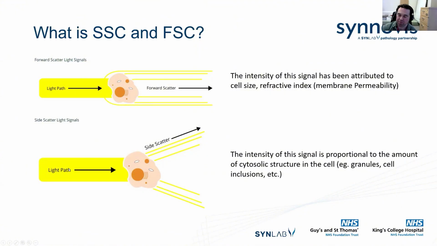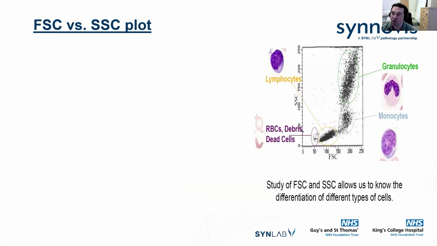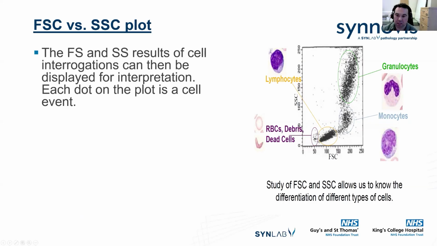Separate from that, we have side scatter, which is an indication of the granularity of the cell, or how complex the internal structure of the cell is. So we can actually get a lot of information from just those two parameters, forward scatter and side scatter. We can generally tell most of the populations within the sample. So here we've got a dot plot which has side scatter on the Y and forward scatter on the X.